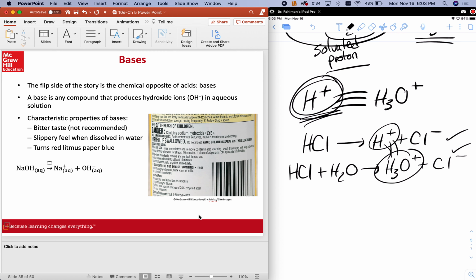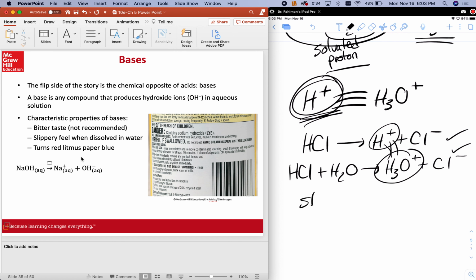All right, and then bases. It's not recommended again to taste them, but instead of being sour, they're kind of bitter, I guess. I don't know, I've never tried. They have a slippery feel, so if you get some dilute base on your hands, it'll feel slippery on your skin. And as I mentioned, litmus paper is generally blue if it's a basic solution.